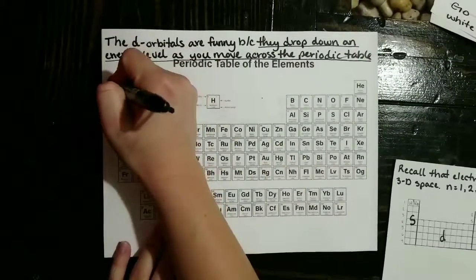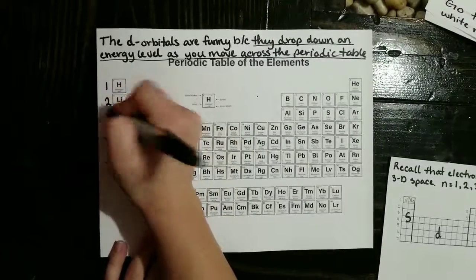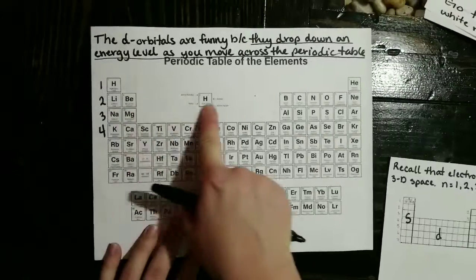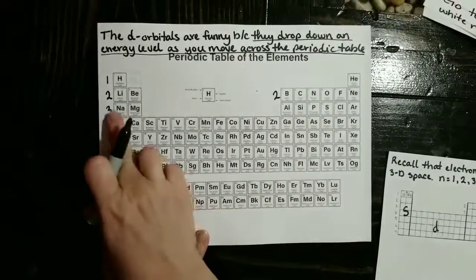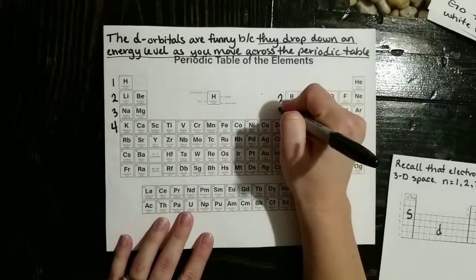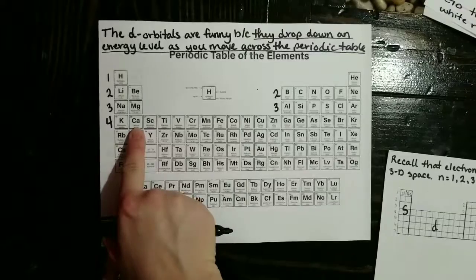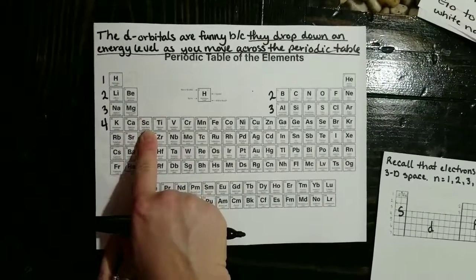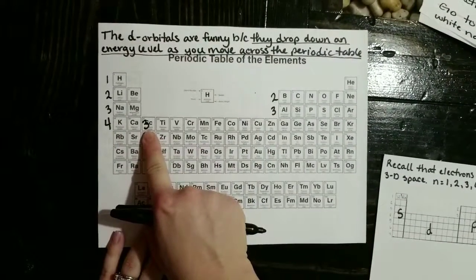What I mean by that is there's energy level 1, energy level 2, energy level 3, and energy level 4. As you move across the periodic table, this is still energy level 2. This is still energy level 3. For your fourth energy level, you have 4s. And when you move into the D block, it drops down in energy level.